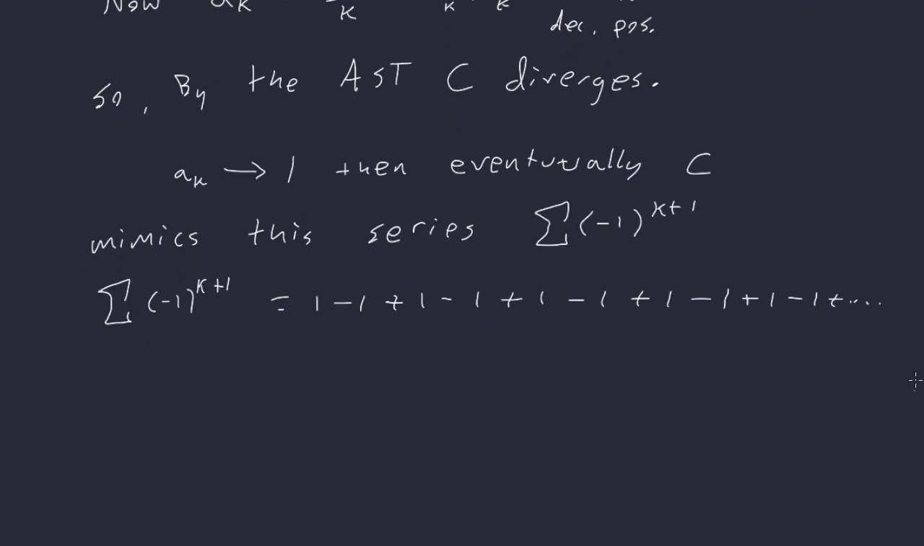Now some people might say, well, hang on, doesn't this converge? Because isn't this just, if we group these like this, isn't it just 0 plus 0 plus 0 plus 0 plus 0 plus 0, and so a bunch of zeros, so it just becomes 0?